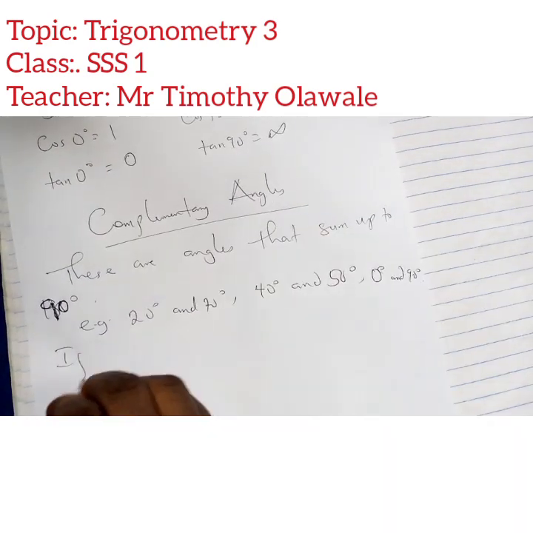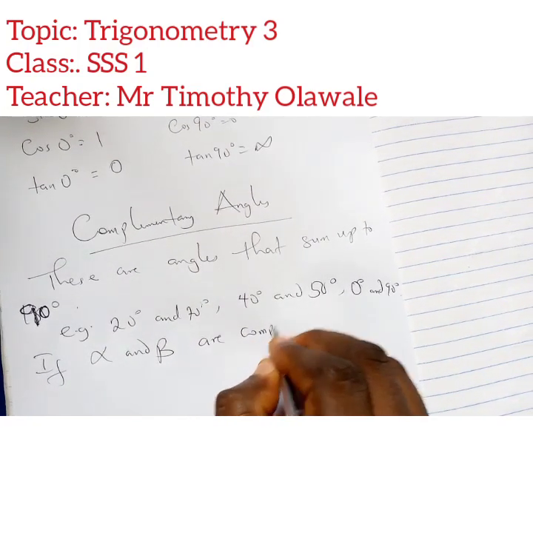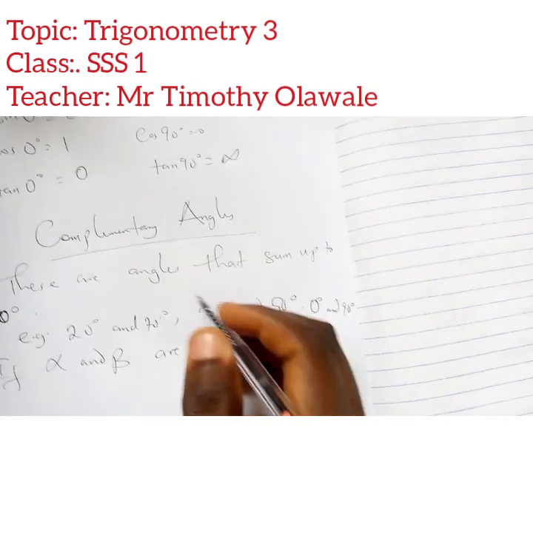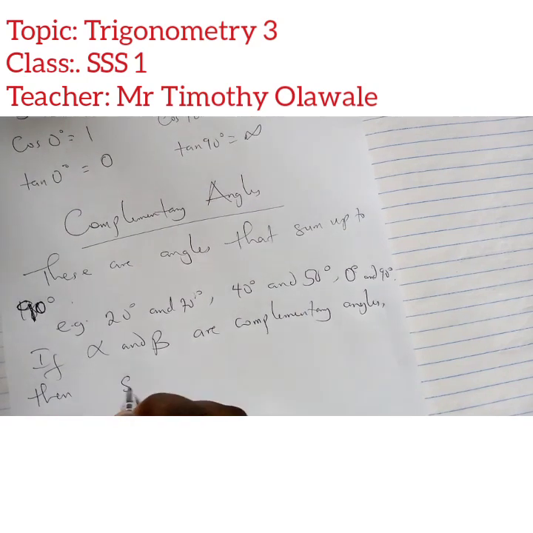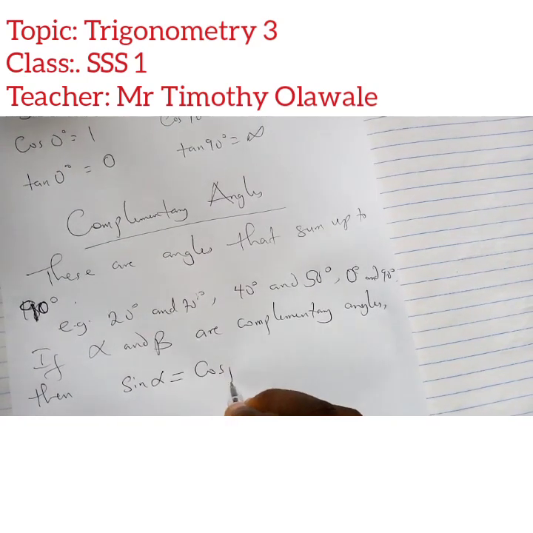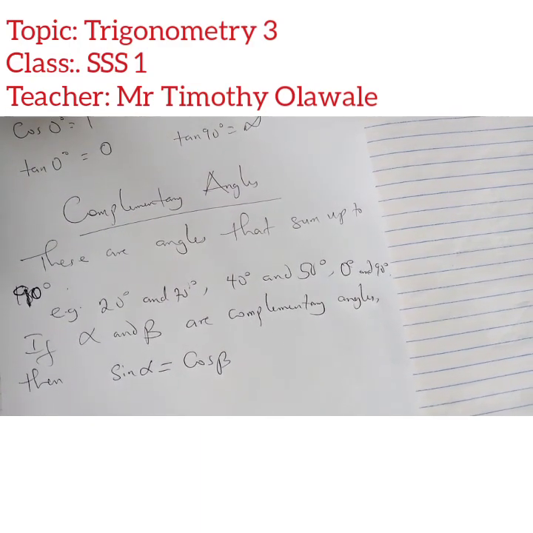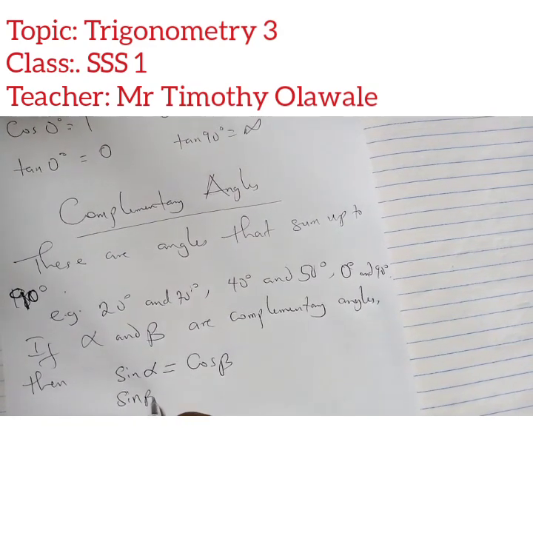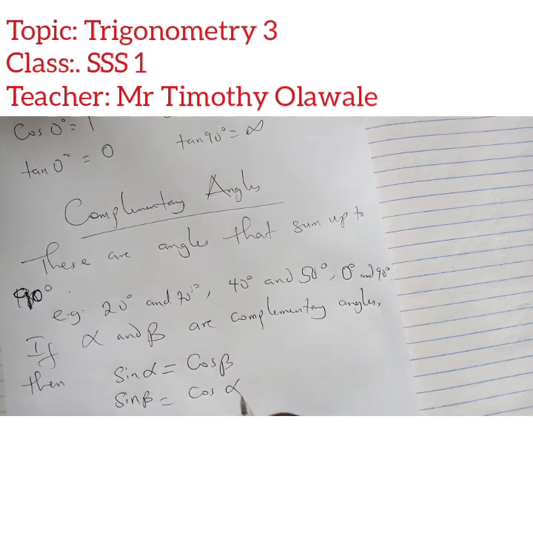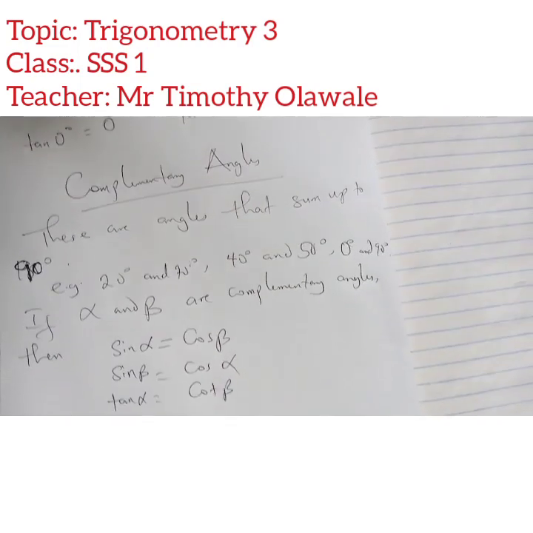So let's write: if alpha and beta are complementary angles, then pay attention, sine alpha will be equal to cos beta. That means the sine of the first one will give us the same answer as the cos of the second one. In the same way, sine beta is equal to cos alpha, and tan alpha is equal to cot beta.